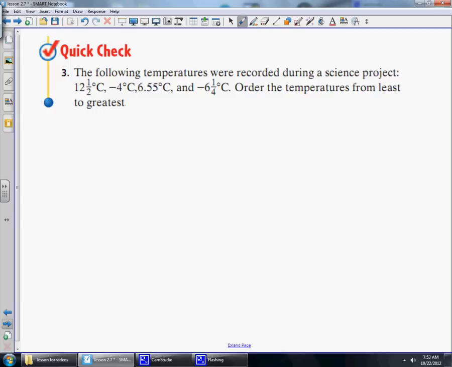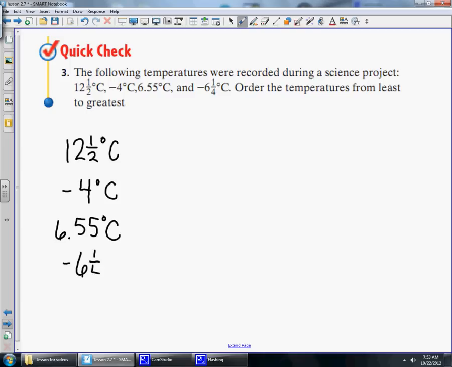Sometimes we have story problems and we want to put rational numbers in order from least to greatest. The temperatures were recorded during a science project. We have 12.5 degrees Celsius, negative 4 degrees Celsius, 6.55 degrees Celsius, and negative 6 1/4 degrees Celsius. Sometimes we would need to change fractions into decimals, but for this problem we really don't have to, because we can tell which is the smallest. So this here is the smallest number.